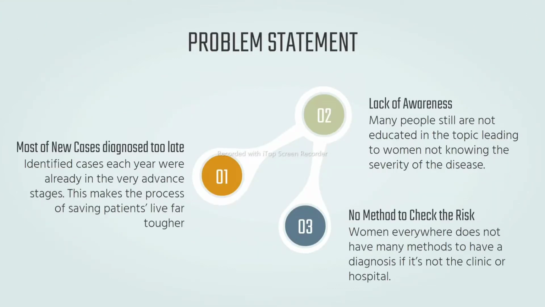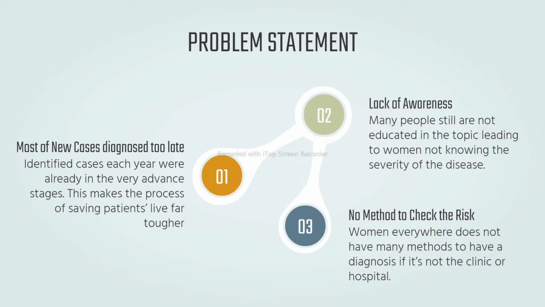The first is most new cases are diagnosed too late. Identified cases each year were already in very advanced stages. This makes the process of saving patients' lives far tougher. The second is lack of awareness. Many people are still not educated on the topic, leading to women not knowing the severity of the disease.